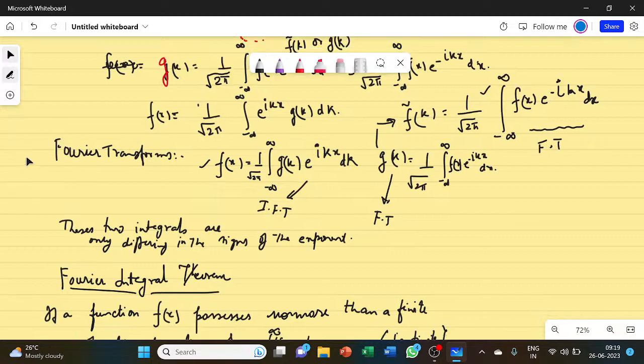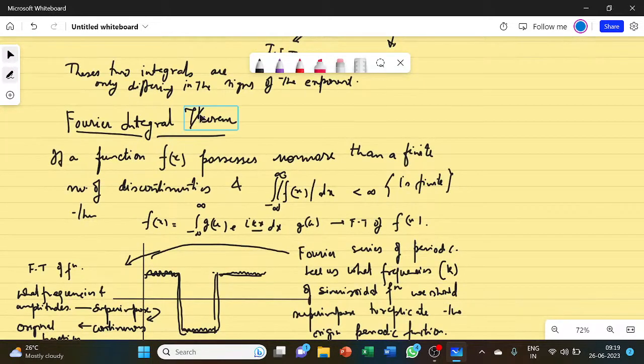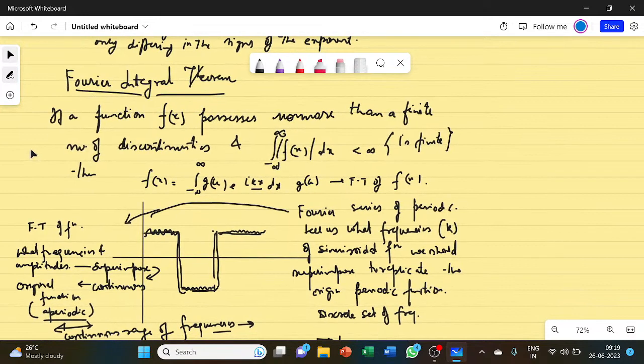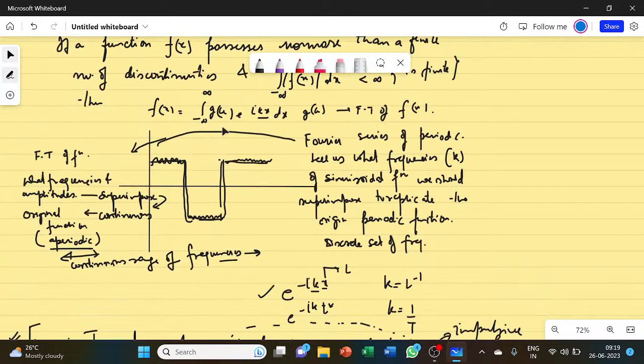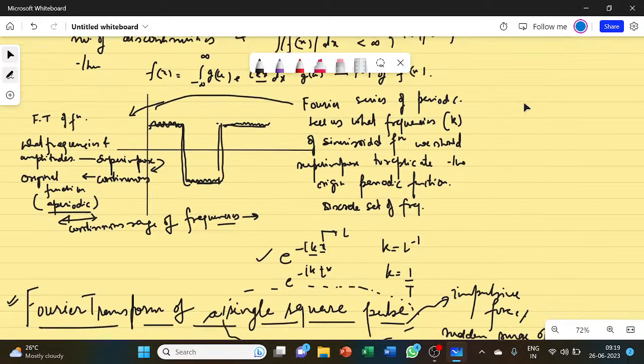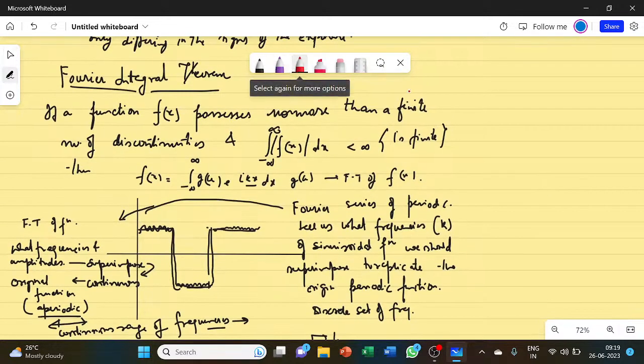And here we came to what is called the Fourier integral theorem, which suggests that if the integral from minus infinity to infinity of |f(x)| dx is finite, and if this function f(x) possesses no more than a finite number of discontinuities, then I can define the Fourier transform of the function. And if I have to obtain f(x), then I can also write it as the integral from minus infinity to infinity of g(k), which is the Fourier transform of f(x), times e to the power iota kx dk. One more thing I can mention is that in any case this integral should converge.